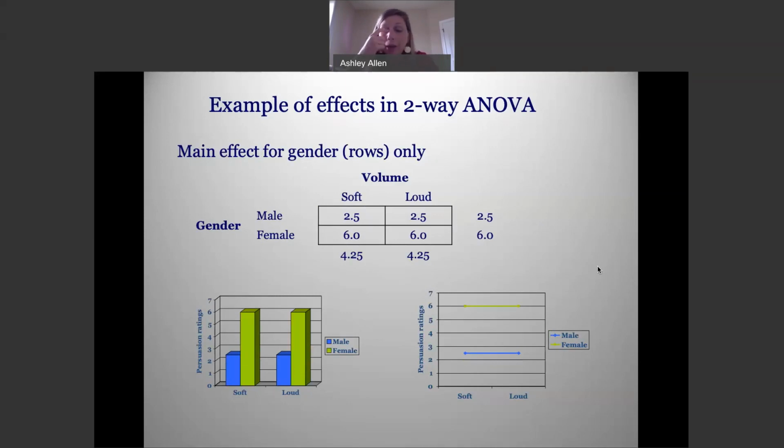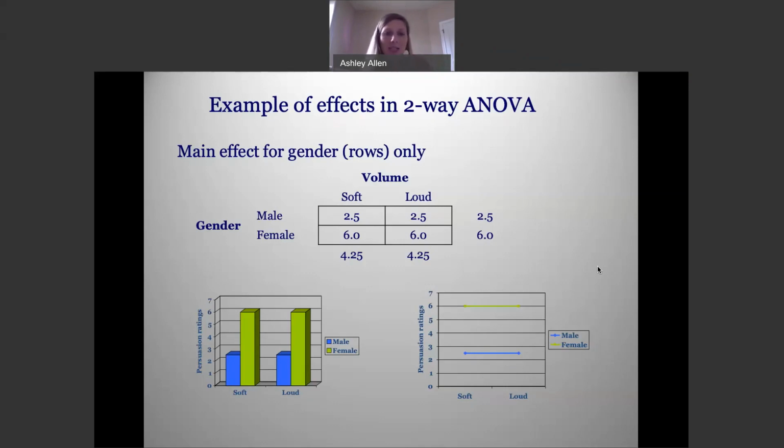And you know that by looking at the marginal means for gender that are out there on the right. So for males, it's a 2.5, and for females, it's a 6.0. So this is saying that if you're just talking about gender and the persuasiveness of the commercials, women or females are persuaded a lot more than males based on these numbers. Okay, so a 6.0 versus a 2.5.